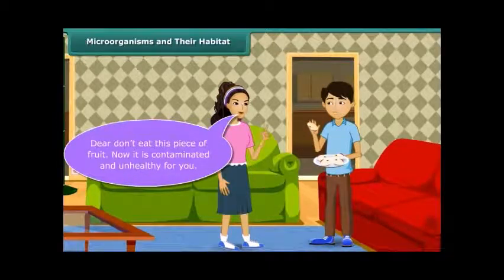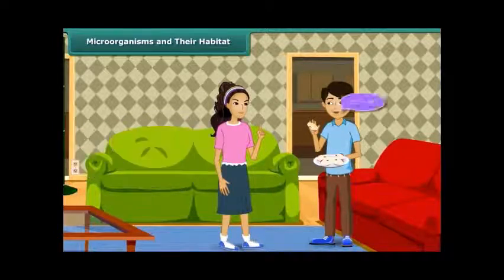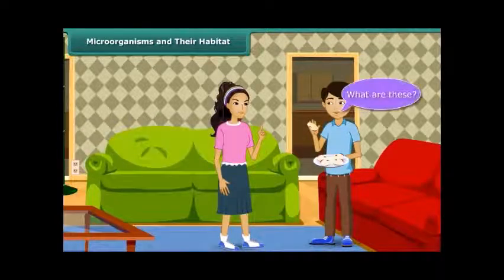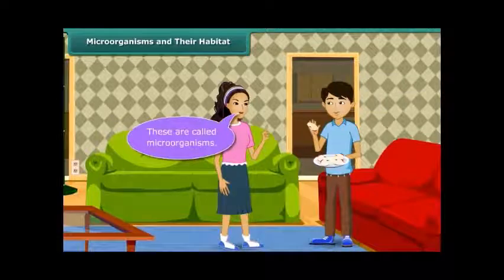Dear, don't eat this piece of fruit. Now it is contaminated and unhealthy for you. But why? Dear, because there are so many germs on the floor, and they are so tiny that you cannot see them with naked eyes, and they may harm you. What are these? These are called microorganisms.